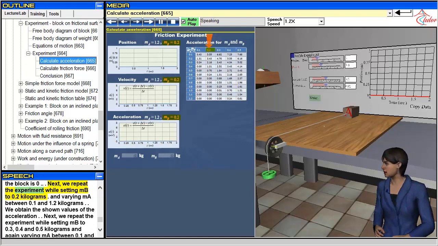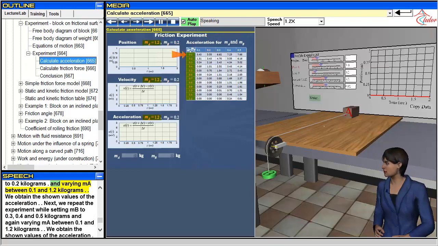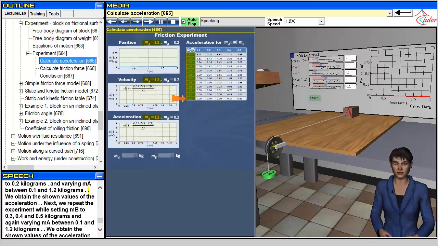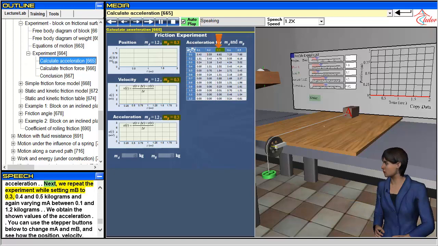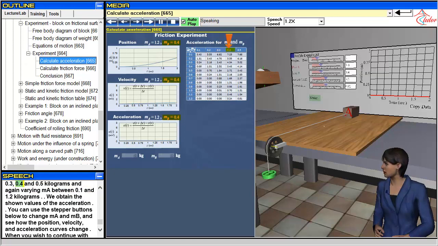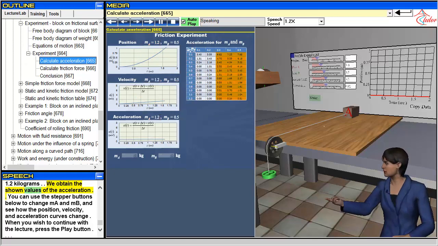Next, we repeat the experiment while setting mb to 0.2 kilograms and varying ma between 0.1 and 1.2 kilograms. We obtain the shown values of the acceleration. Next, we repeat the experiment while setting mb to 0.3, 0.4, and 0.5 kilograms, and again varying ma between 0.1 and 1.2 kilograms. We obtain the shown values of the acceleration.